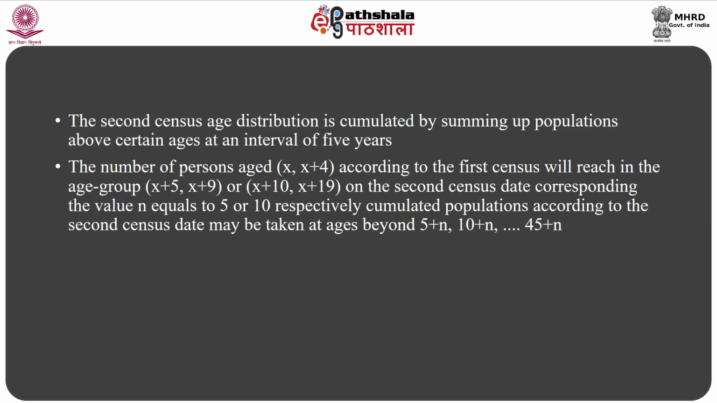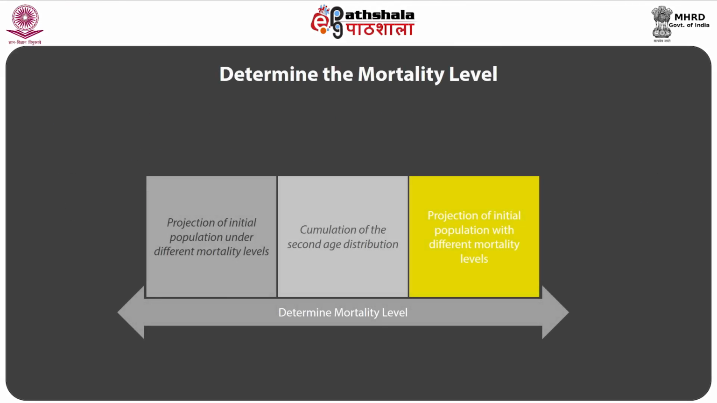Cumulated populations according to the second census date may be taken at ages beyond 5 plus n, 10 plus n, and so on to 45 plus n. Step 3. Projection of the initial population with different mortality levels.